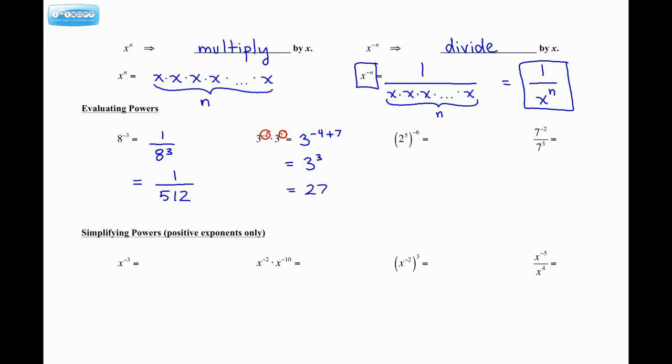Wasn't so bad. Next, 2 to the power of 5, all to the power of negative 6. So it's a little bit different than this one. When I have a power that's being raised again, you would have seen this before, we don't add the exponents, we multiply them. So really this is 2 to the power of 5 times negative 6, which is 2 to the power of negative 30.